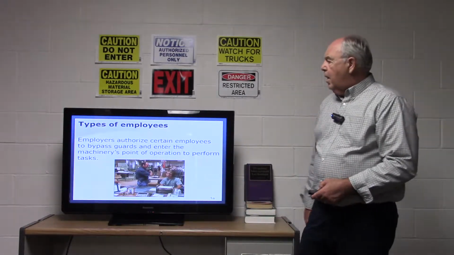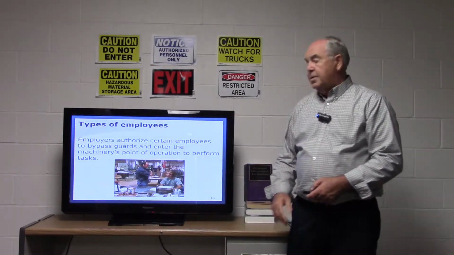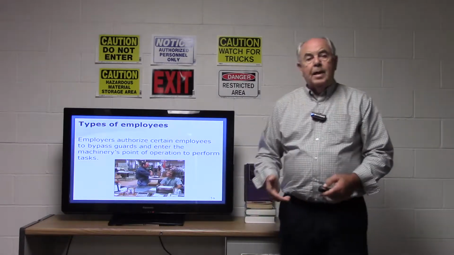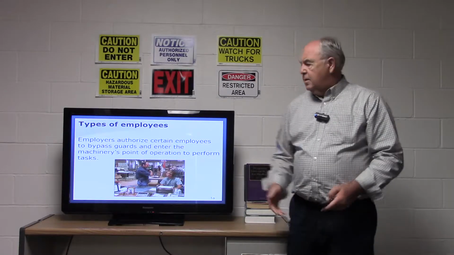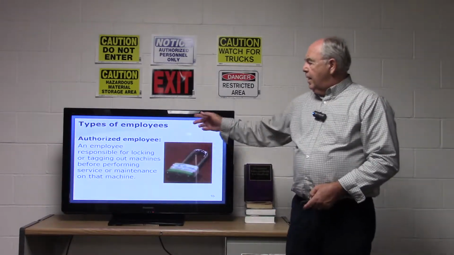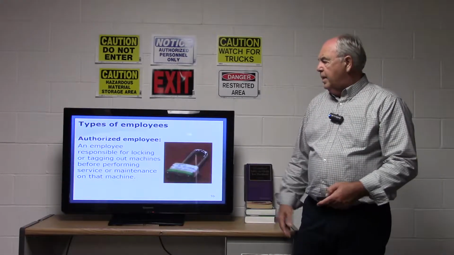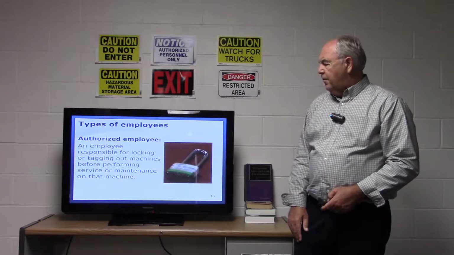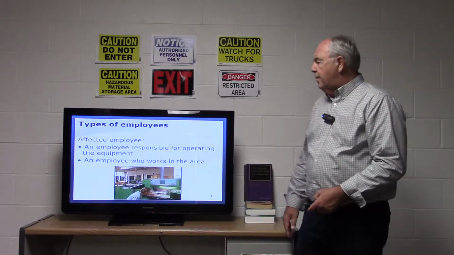Now the employer authorized certain employees to bypass guards and enter into the machine's point of operation, and that's to perform some kind of task. Typically it's a repair or maintenance, preventive maintenance or cleaning, something along that line. Now the type of employees, here's authorized employees, an employee that's responsible for locking and tagging out a machine before performing that service or maintenance or whatever task they may be doing at that point.